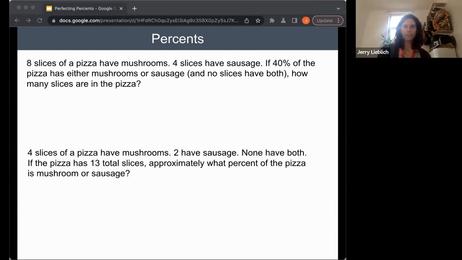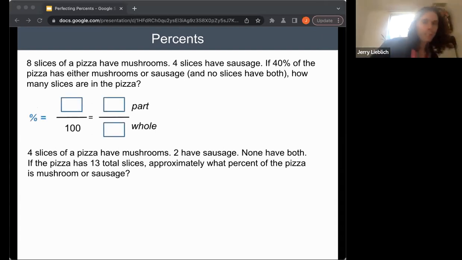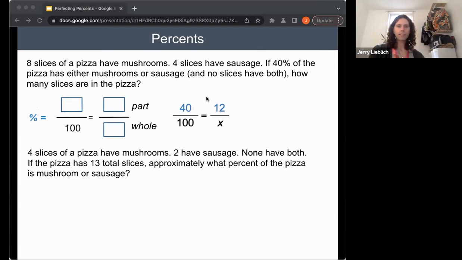As we go through here, we're using this formula to think. In this first one, we're looking for the total number of slices in a pizza. So we want the whole down here. They tell us how many have mushrooms and how many have sausage, and we get what percentage that is. So we know 40% over 100 is going to be the mushrooms and sausage over the total. And then from here, we can solve for x, cross multiply, and then divide both sides by 40.